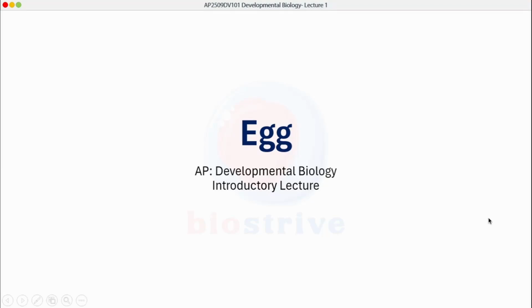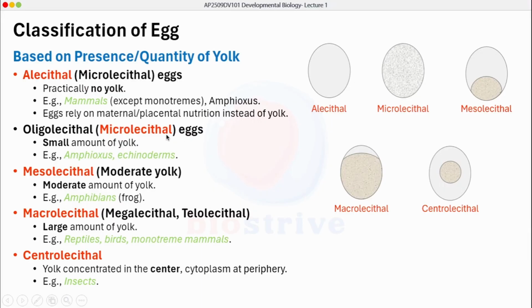We are starting with classification of egg. On the basis of quantity of yolk present in the egg, the eggs can be classified into three main categories. Microlacithal eggs have a very small amount of yolk present inside them. In case of mesolacithal eggs, we have moderate amount of yolk. In case of macrolacithal eggs, we have a large amount of yolk present.